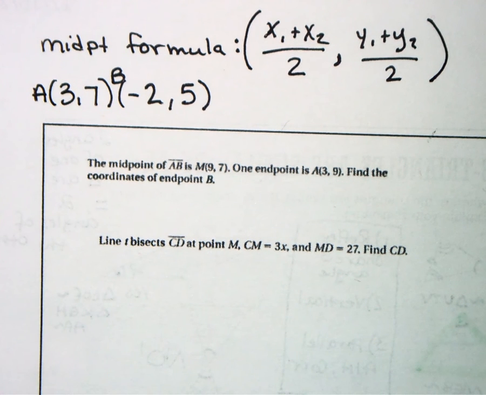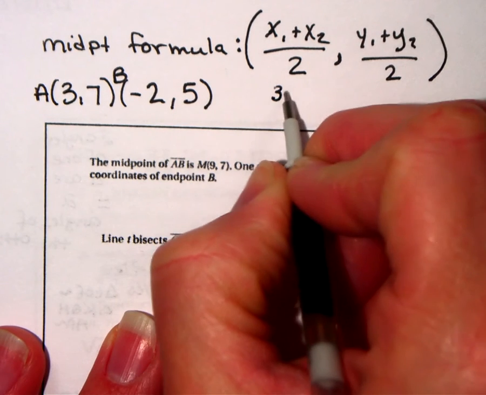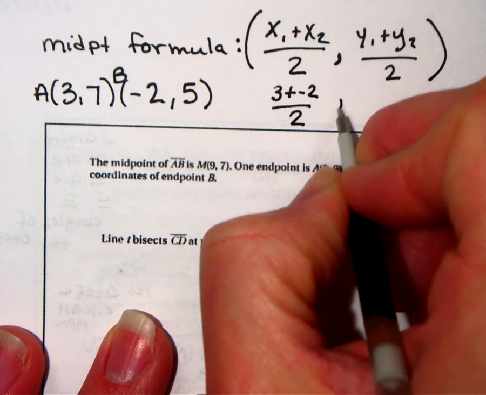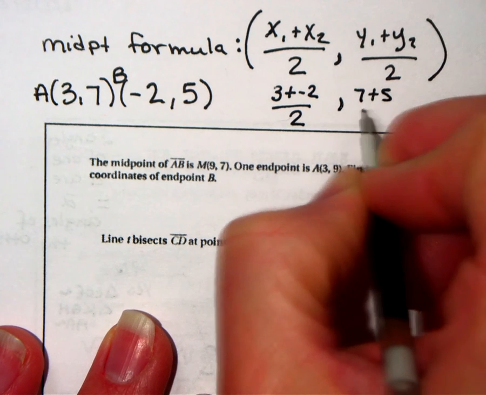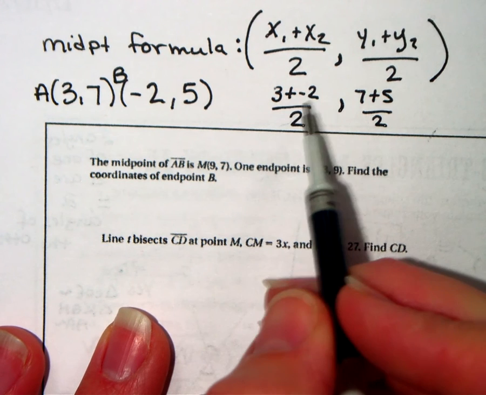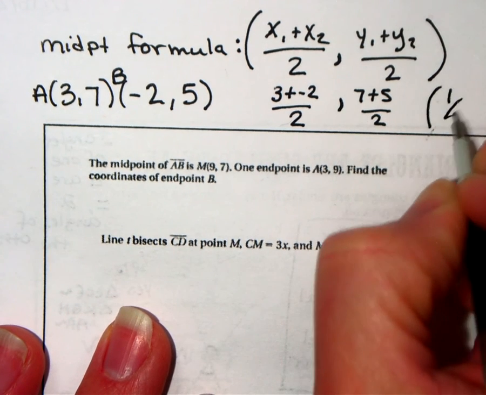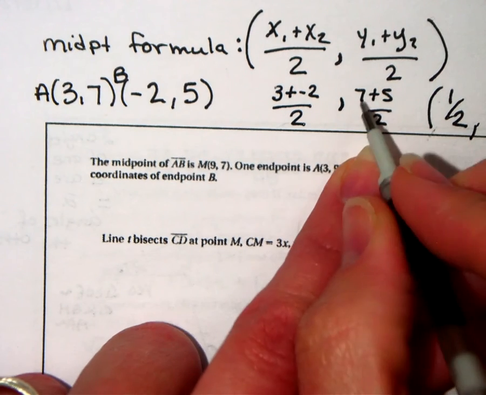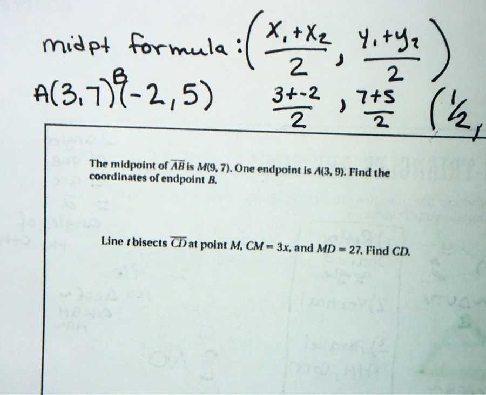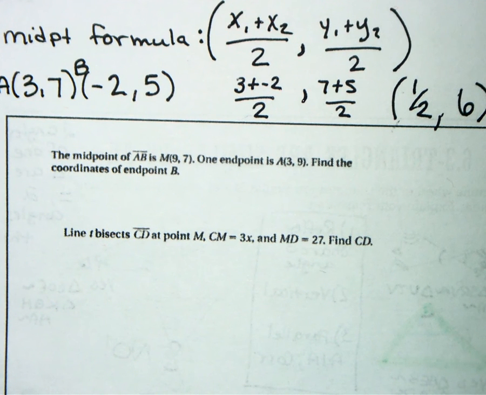Now your second option is to go ahead and throw it into the formula. So if I put this into the formula, it would be 3 plus negative 2 over 2, and then comma, 7 plus 5 over 2. Okay, so 3 plus negative 2 is actually 1. 1 over 2 is your x coordinate, so half, and then that's 12 over 2, which is 6. So that's just your basic straightforward, given 2 points, find the midpoint. Okay, that's not the one I'm concerned about.